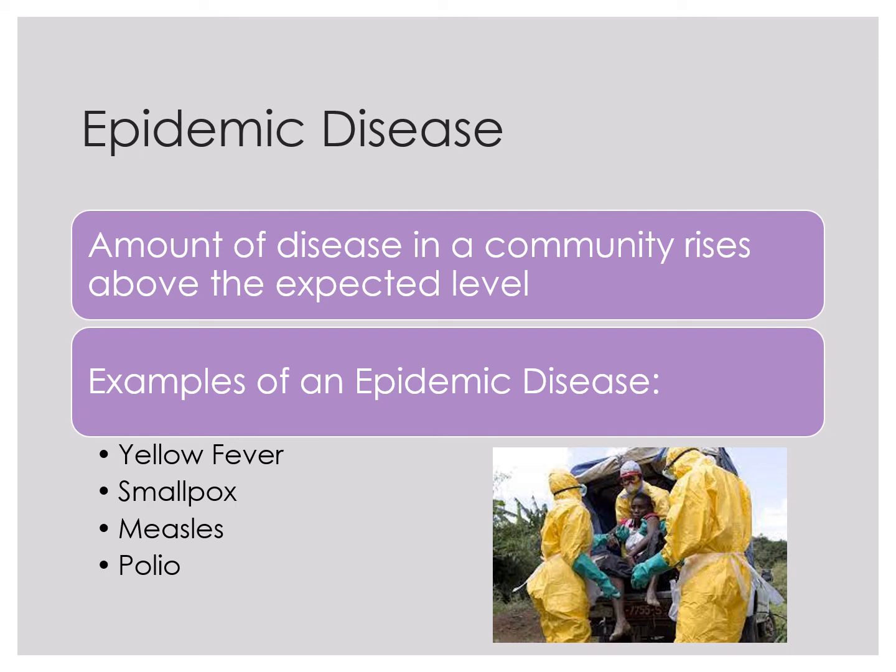A propagated outbreak results from transmission from one person to another person. The transmission is usually direct contact. Outbreaks usually occur over more than one incubation period. Some examples of epidemics are yellow fever, smallpox, measles, and polio.